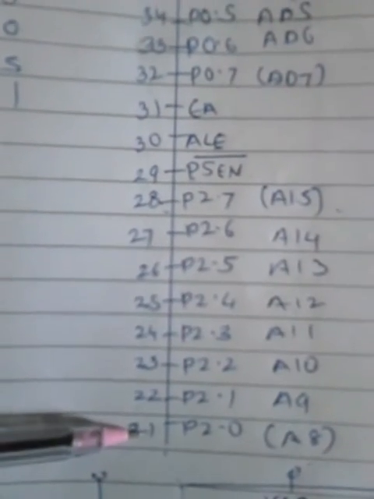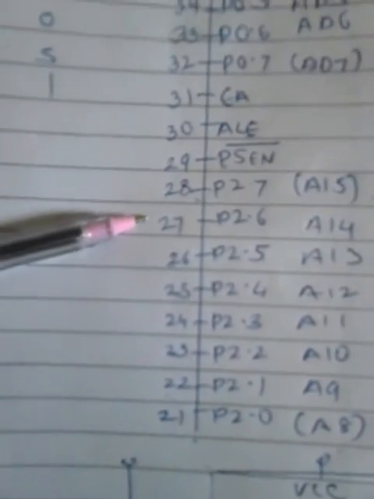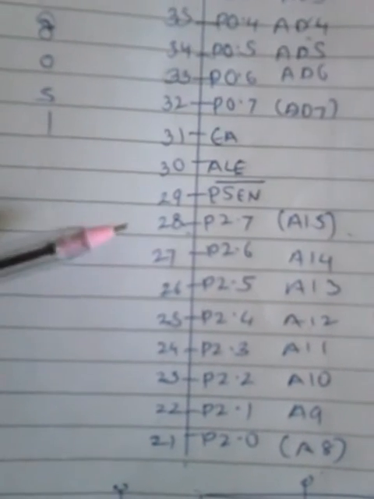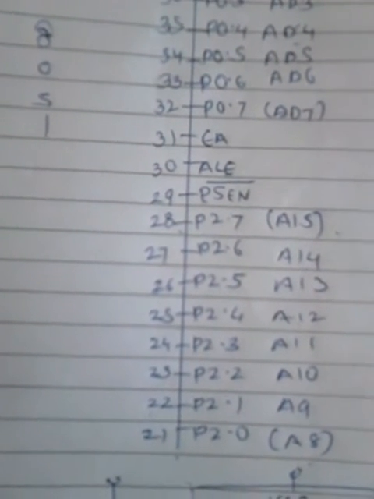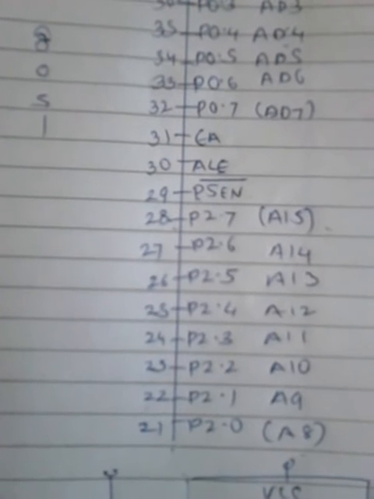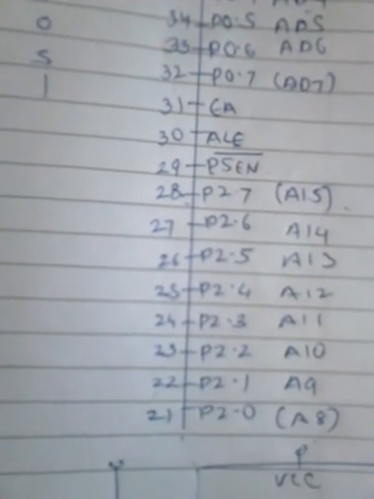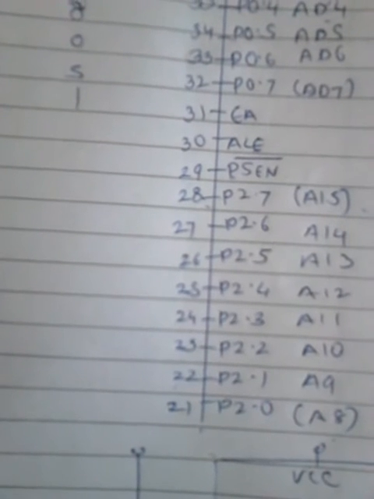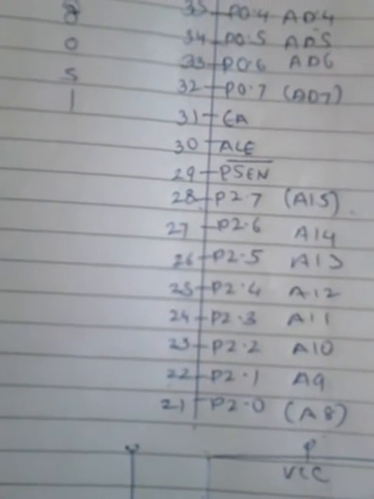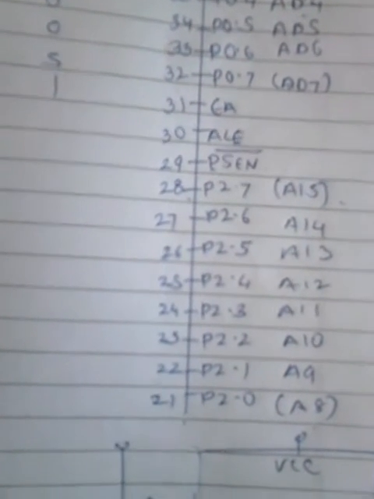Pin 20 is the ground, and pin 21 to pin 28 is port 2, which is an 8-bit bidirectional I/O port with an internal pull-up. Port 2 also emits the high-order address byte, A8 to A15, which it uses to fetch the external program memory during the access of external data memory.